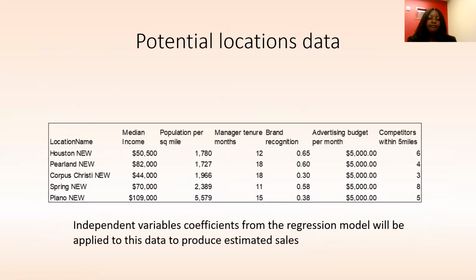So right here we have the 5 locations: Houston, Pearland, Corpus Christi, Spring, and Plano. The median income for each location is shown right here. The population per square mile is shown here as well. The manager tenure months are shown right here, and the brand recognition is shown right here. Advertising per month is budgeted to be the same for all the locations. Competition within 5 miles is shown right here.